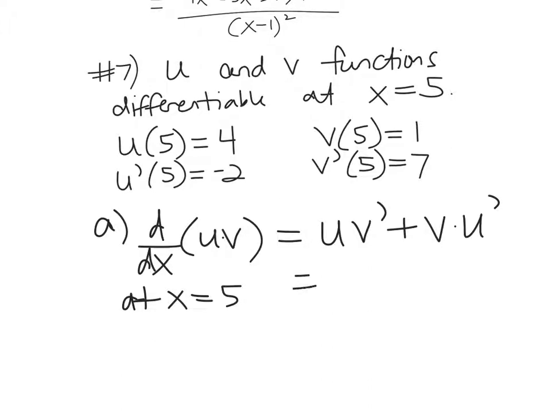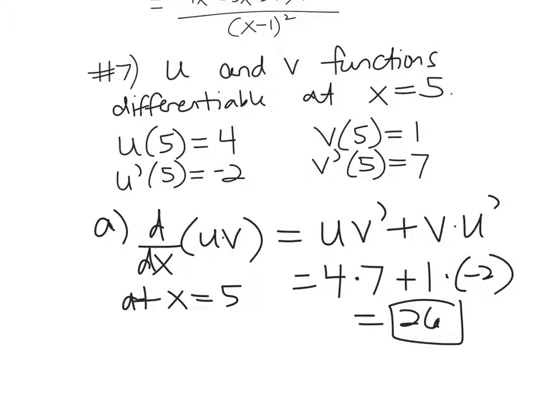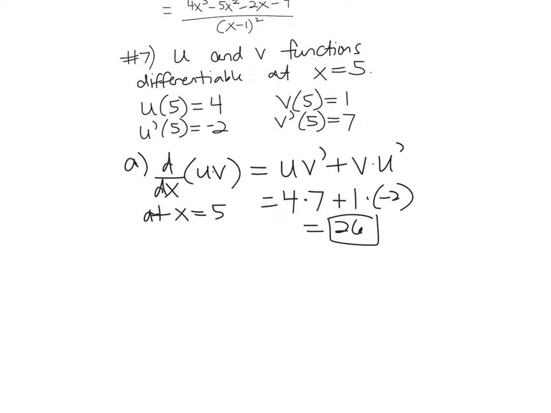And at x equals 5, we would then get, what is u at 5? It's 4. What is v prime at 5? 7. Plus v at 5 is 1. And u prime at 5 is negative 2. So we would get 26 as our answer. It's just to kind of make sure you know how to do these. That's all it's doing.